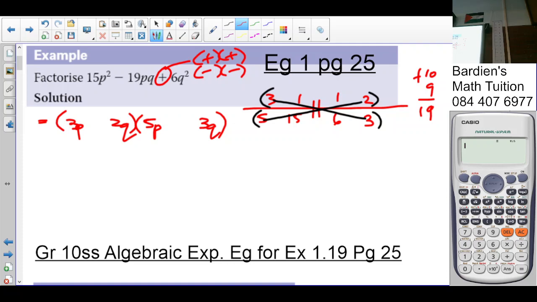So both is either going to be plus or both is going to be minus. In this case, both is going to be minus. Why? Because the middle term is negative. Okay. Any confusion here, people? You all understand, eh?